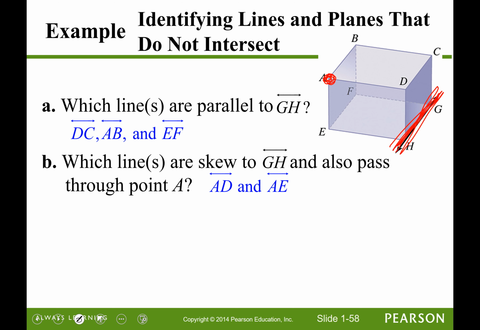If you came up with AD, so this one up here, that'll never intersect with HG. It's the top of the cube or the rectangular prism. And then the other one is AE right here. That will also never intersect GH, passes through A. So those are skew. Tough one.